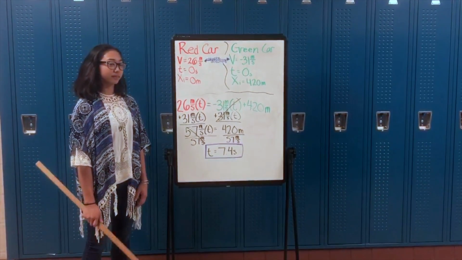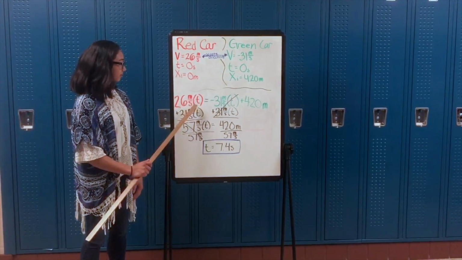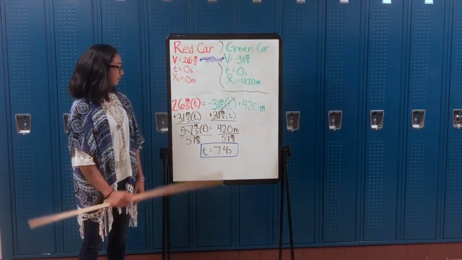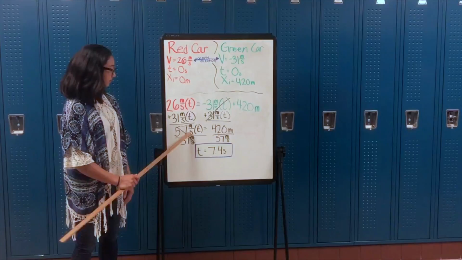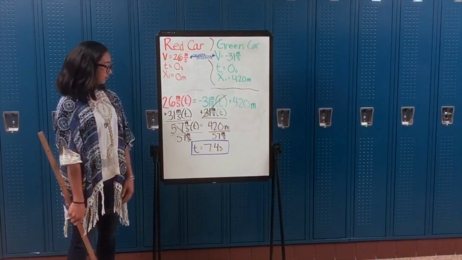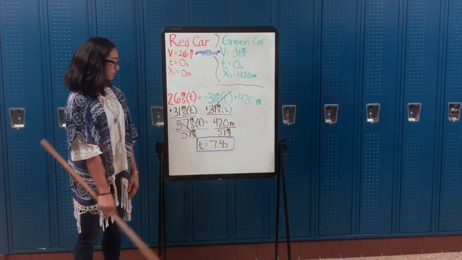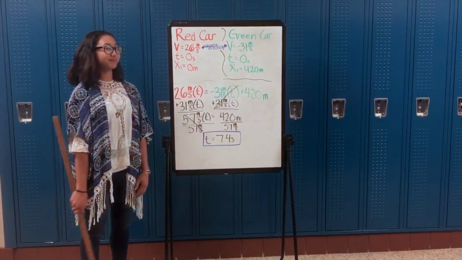To solve this problem, you first set the position-time equation of the red car equal to the position-time equation of the green car. You then add 31 meters per second times time on both sides to get 57 meters per second times time equal to 420 meters. Next, you'll divide 57 meters per second on both sides to get a time of 7.4 seconds, which is the time that the two cars will pass one another on the highway.